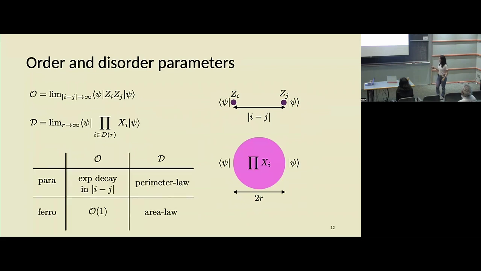So in the paramagnetic phase, what we would expect is that the order parameter would decay very quickly as I take these 2 points apart. And then we would expect that the disorder parameter decays with the perimeter of this region. On the other hand, in the ferromagnetic phase, we expect this 2-point correlation function to gain an expectation value of order 1, and for the disorder parameter to decay with the area of this region. So it would decay much faster. That's what we would expect for these gapped phases.